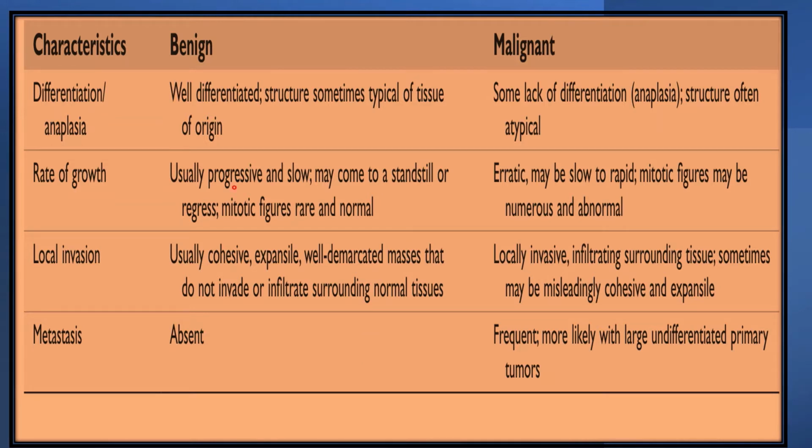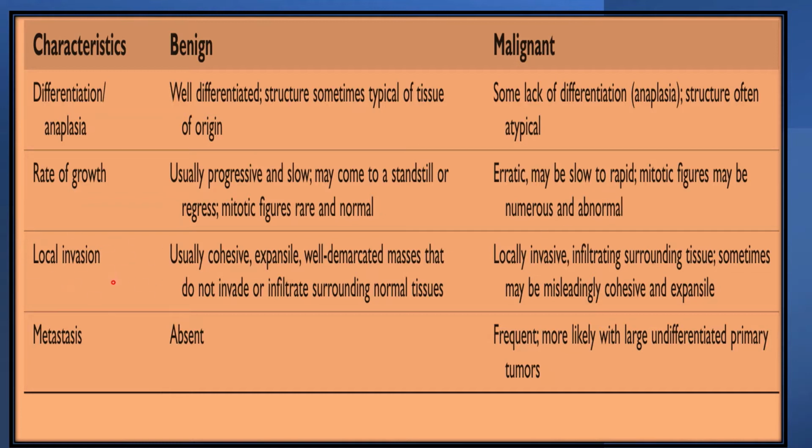Now, guys, what I'm trying to do is make your concept even more clear by putting this image here. I got this image from Robbins, and you can see how you can differentiate between the benign versus the malignant. When you talk about the benign, it's well differentiated, right? And when it comes to malignant, there is some lack of differentiation, like anaplasia. The rate of growth is very important. When it comes to benign, it's relatively slower. When it comes to the malignant, it's erratic, right? It may be slow to rapid, but the mitotic figures are numerous, as we talked about too.